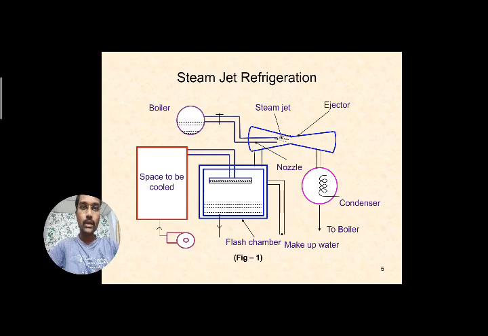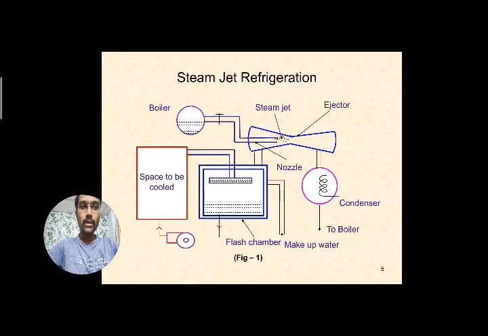Observe the components required to get the refrigeration effect by using this. Here we go one by one. Here the steam is produced in the boiler. You can see the boiler part here. Steam is generated in the boiler and sent through the pipe with the help of a nozzle. Here there is a pipe, and the steam jet along with the ejector is placed here.